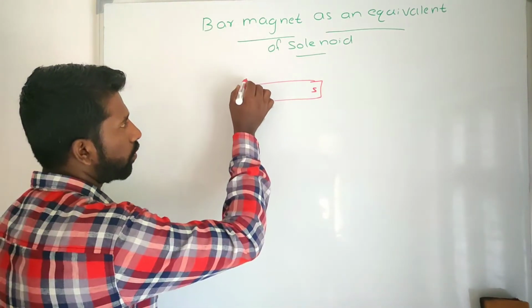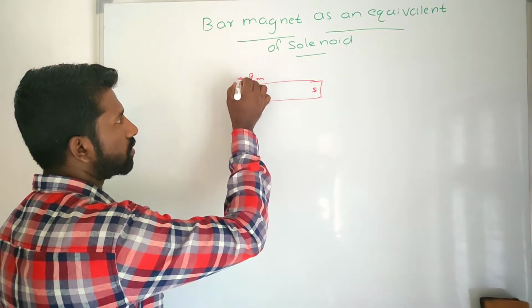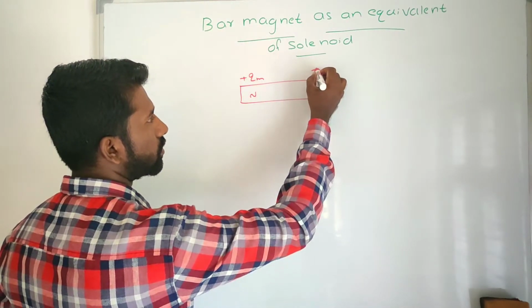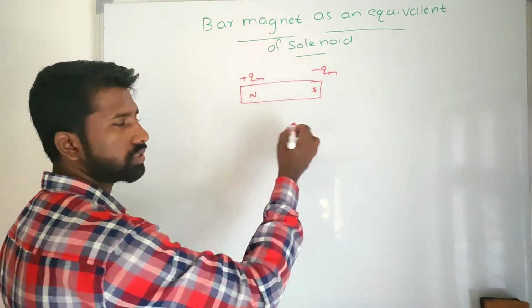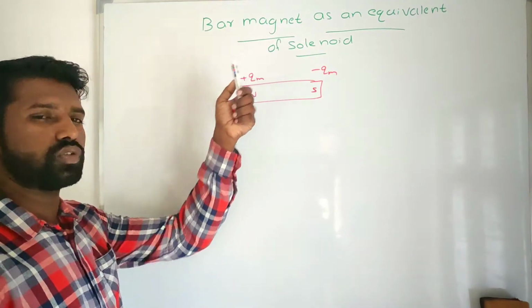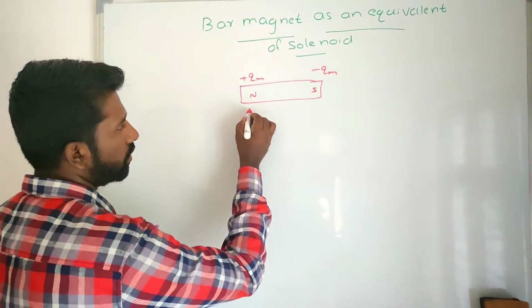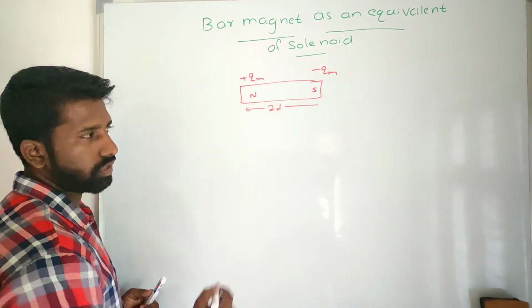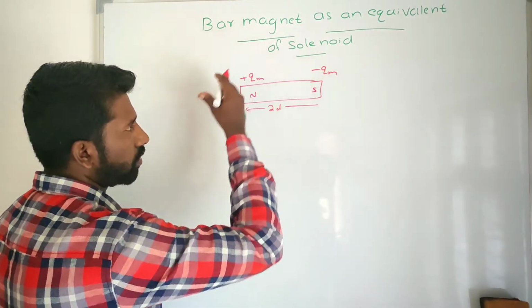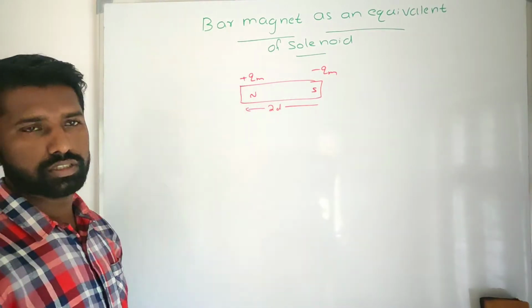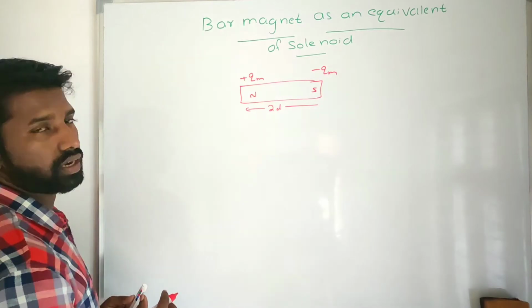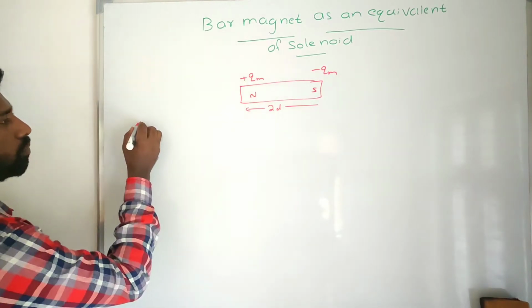The pole strength of the north pole we can consider as plus Qm, and the pole strength of the south pole is minus Qm. If the distance between the two poles is 2L, then the strength of the bar magnet we can express by a term that is magnetic dipole moment.